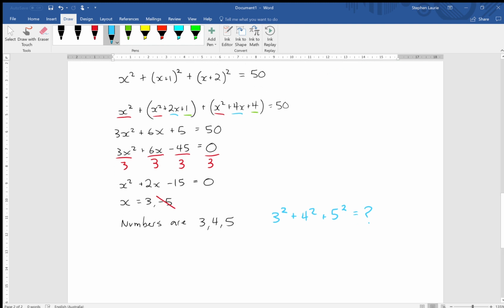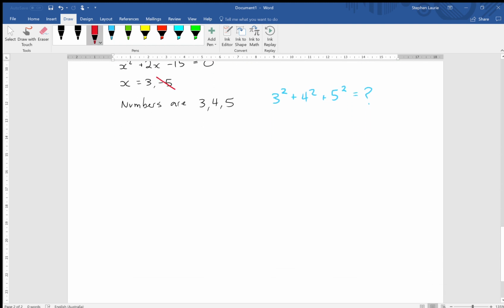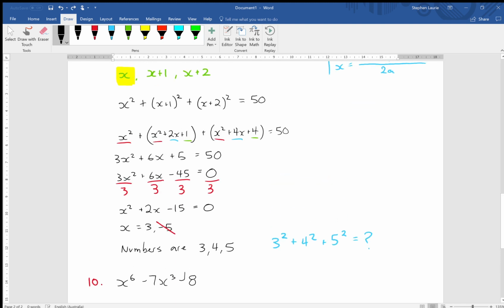Alrighty, last question. Have a go at solving this one: x to the power of 6 minus 7x cubed minus 8 equal to 0. Have a go at that.